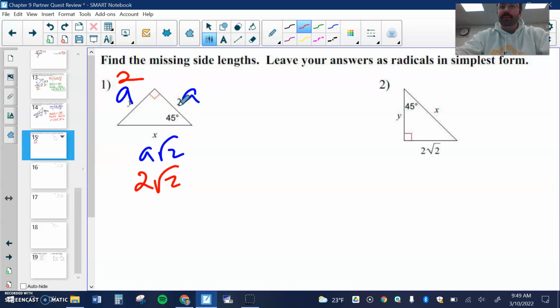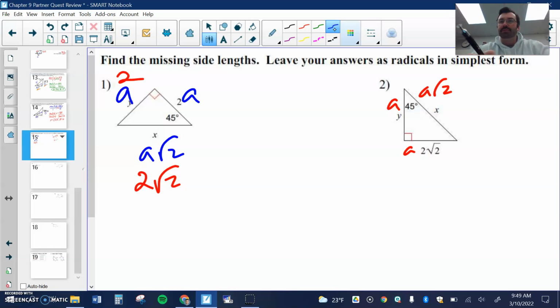Same idea here, a root 2. This one's a little bit different. Since there's a 2 root 2 as our a, that's okay. We can still do something with that. That makes this side also 2 root 2. That makes this side 2 root 2 root 2.